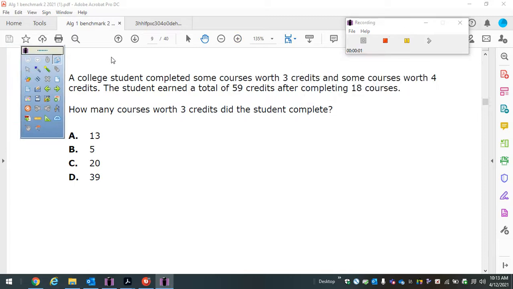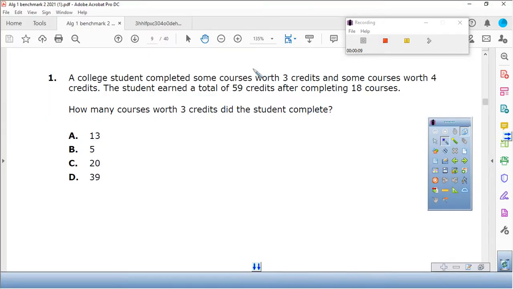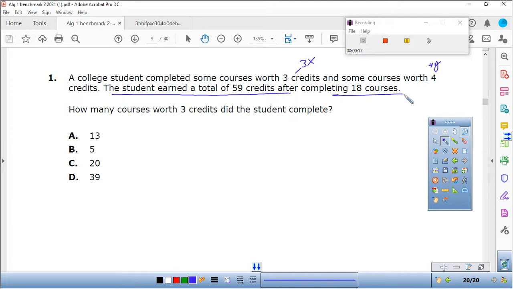Okay, guys, here's the benchmark. A college student completes some courses worth 3 credits and some worth 4 credits. This is going to be like 3x, this is 4y. The student earned that many credits completing 18 courses.